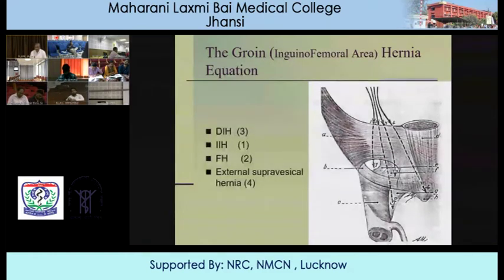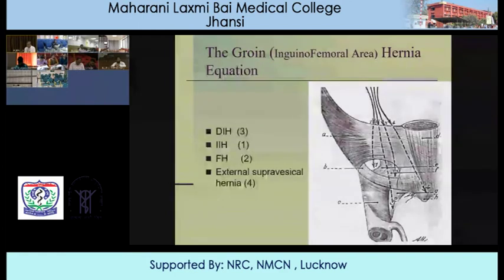Where is the defect, the posterior wall of the inguinal canal? Always lateral to the pubic tubercle. It cannot be medial to it. So if the sac of one hernia is lying lateral to the pubic tubercle and the other is lying medial to the pubic tubercle, they're not the same. And that is why we understood that this is basically what we now understand as an external supravesical hernia.